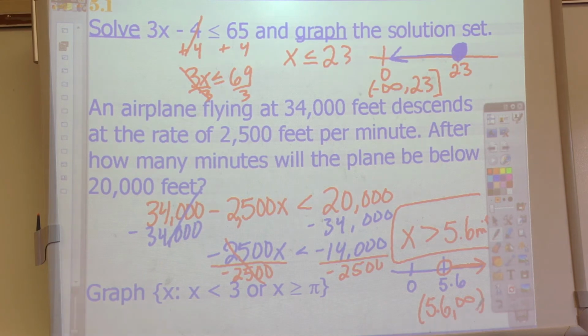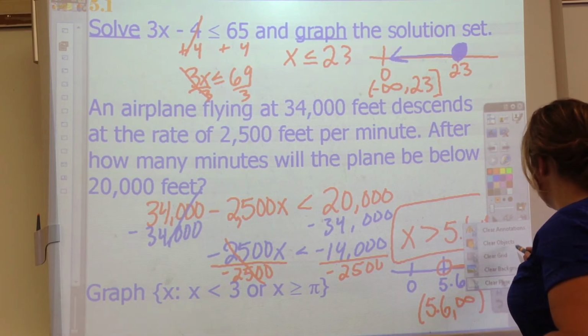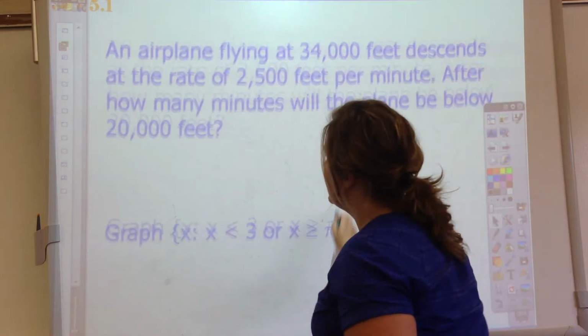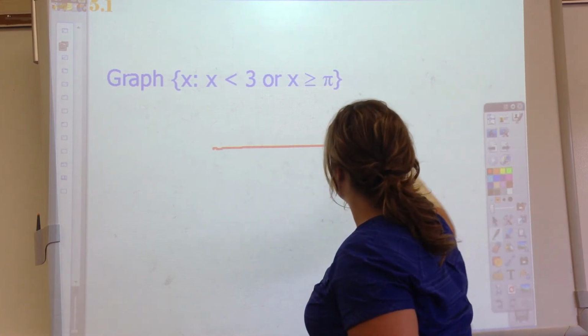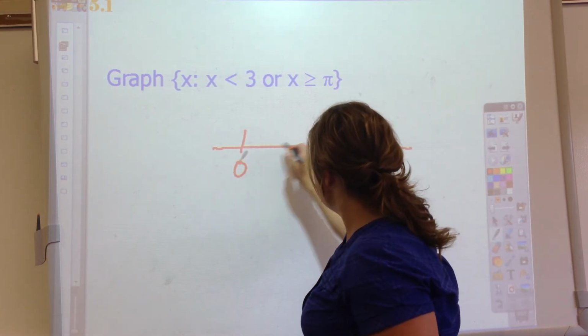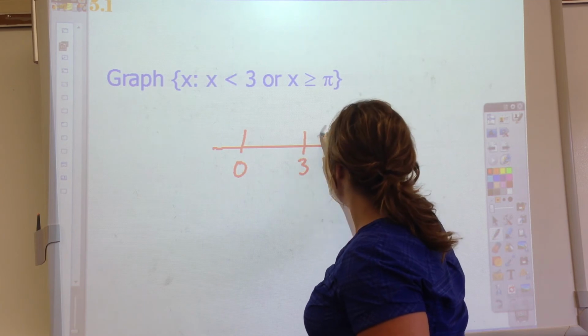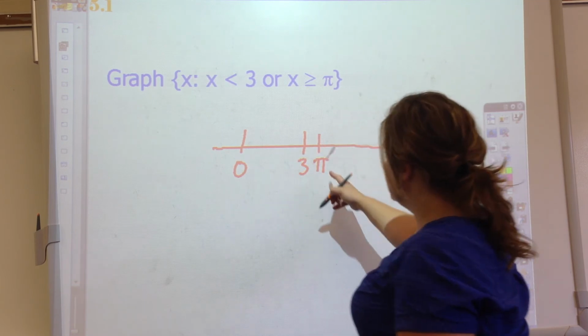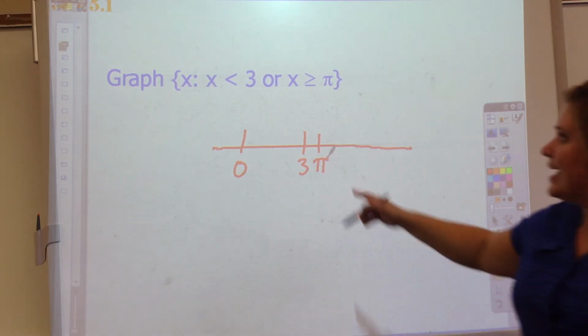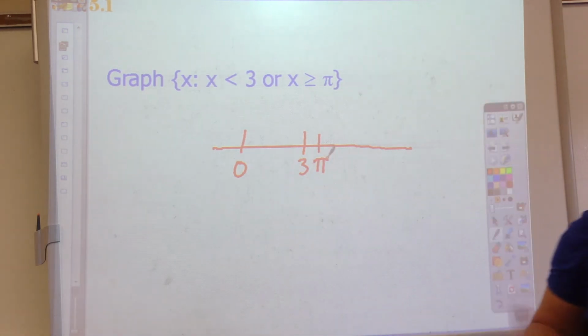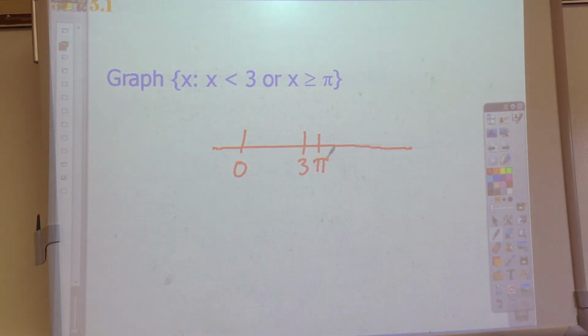All right, let's graph x is less than 3 or x is greater than or equal to pi. So I'm going to go ahead and erase what I have here and move my examples up. On my graph, I want to see 0, I want to see 3, and I want to see pi. Please notice that pi is 3.14, so it's right there next to 3. And if I say either or, when I say that I mean one or the other is true. Remember that your and statement is the intersection, or what is true for both.